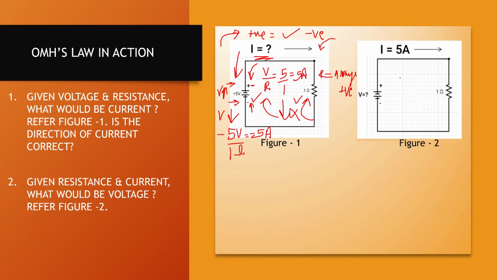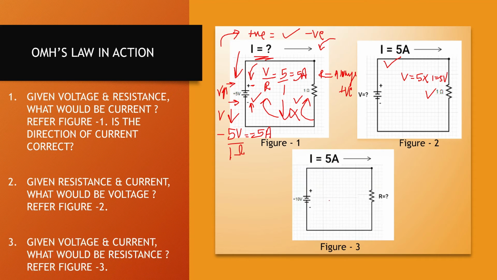And in a similar way, in this case, you actually have your current and your resistance. So your voltage would basically be 5 into 1, which is equal to 5 volts. And in this case, you have your voltage and current given. So resistance would be equal to 10 divided by 5, equal to 2 ohms.